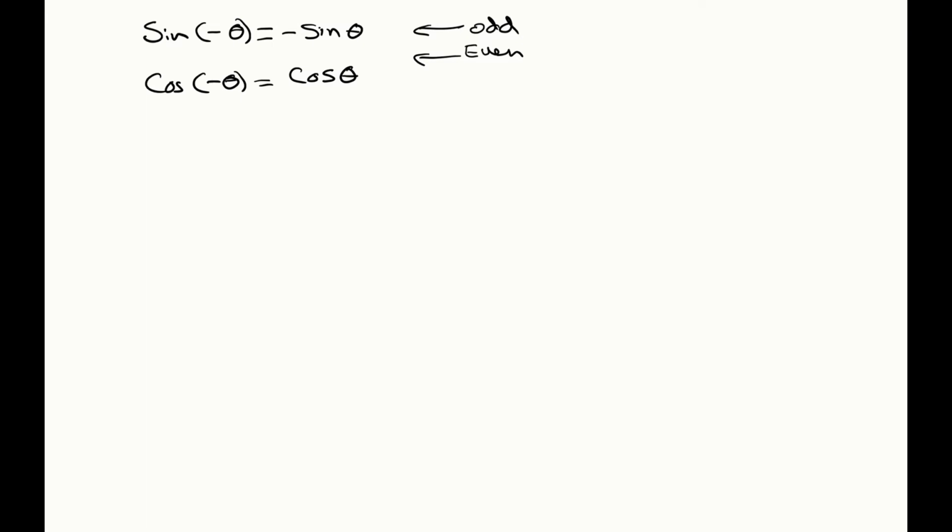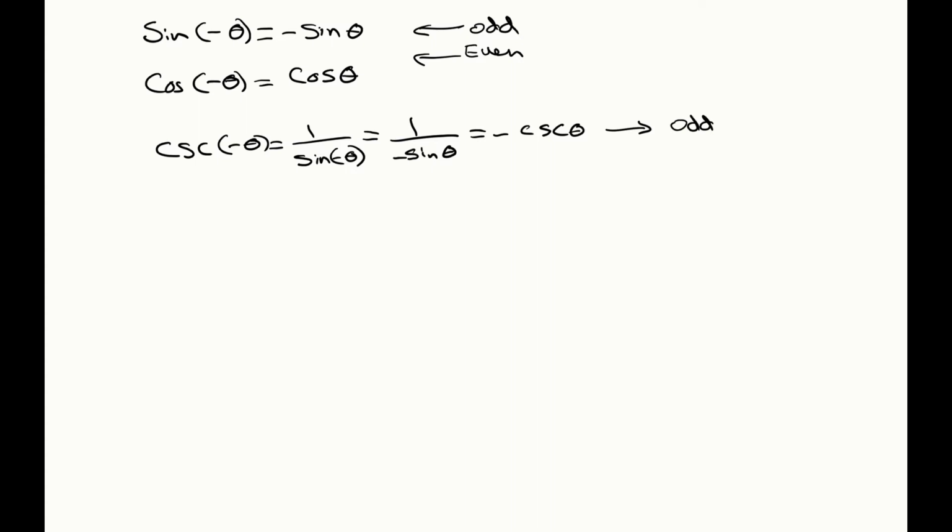well. For example, we know that the cosecant of negative theta is going to be 1 over the sine of negative theta, which is 1 over, as we see here, negative sine of theta. But we know that 1 over sine theta is cosecant theta, so we get negative cosecant theta. So therefore, the cosecant function again turns out to be odd.